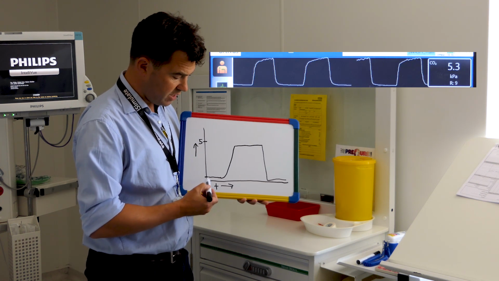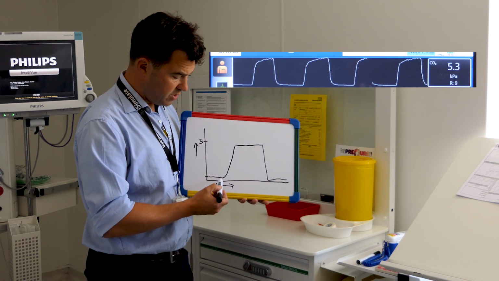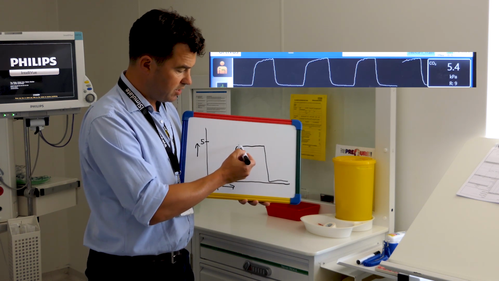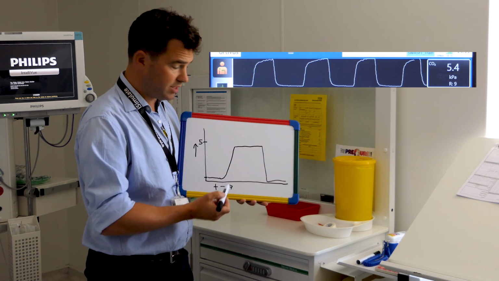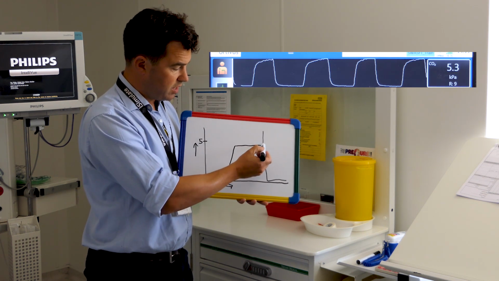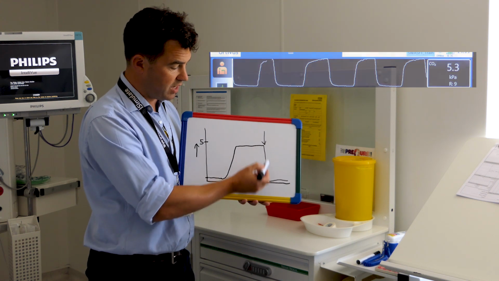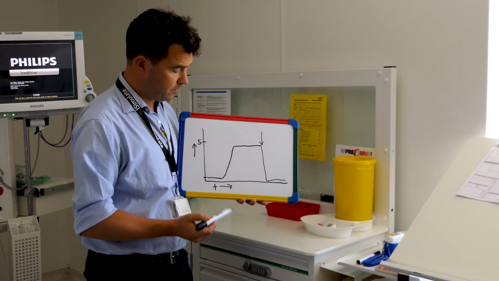So just running through this again: end of inspiration, beginning of expiration, mixed gases coming up, and then you should see a nice level plateau. And then this point here is where inspiration starts again, and you see no CO2.